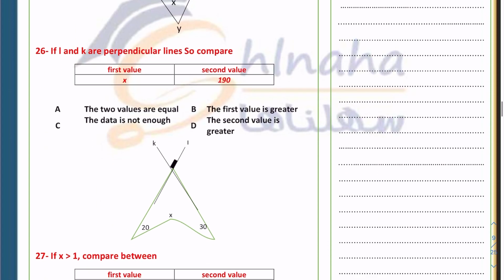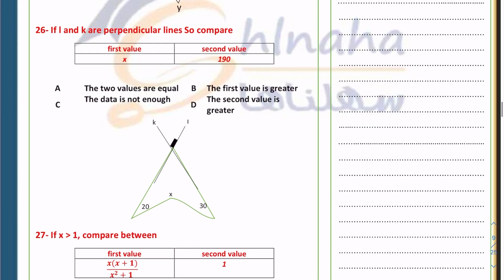26. Compare between x and 190. Okay, this is 90 degrees. Do you see? So here also it will be 90 degrees. So I have 90 plus 20 plus 30, which is 140. Out of 360, I will subtract 360 minus 140, which is 220. So A is greater. I will choose letter A because the first value is greater.